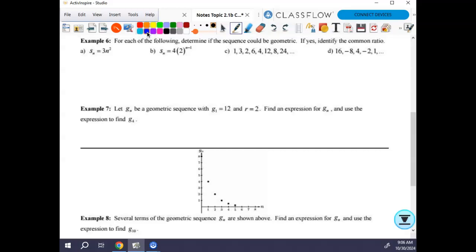So then when we are looking here, it says for each of the following, determine if the sequence could be geometric. All right, so when I look at A, and I have an equation, is that an exponential equation? No. It has an exponent, right? But to be exponential, the variable has to be in the exponent. So this is just a quadratic. So this is not geometric, because it is not exponential.